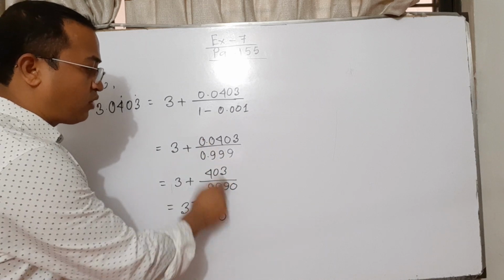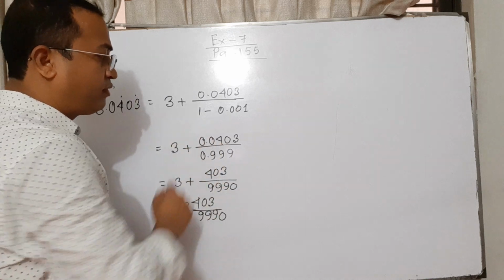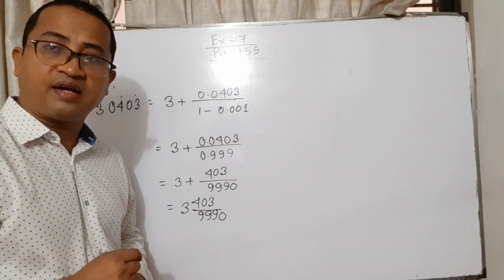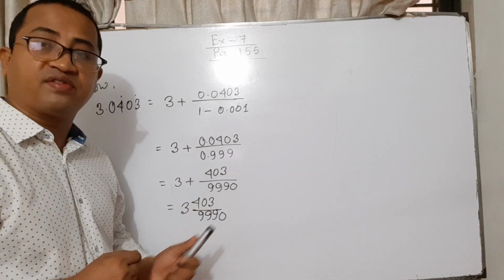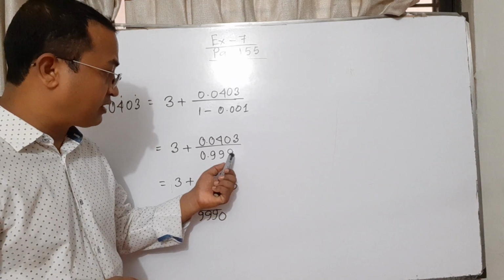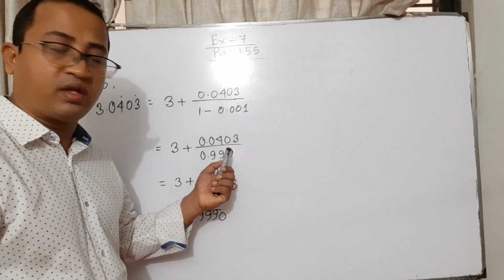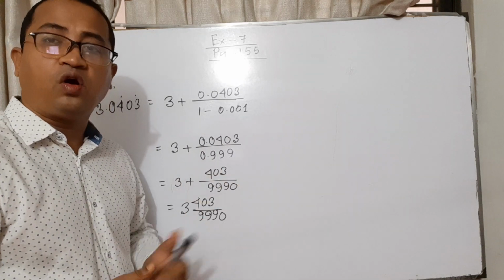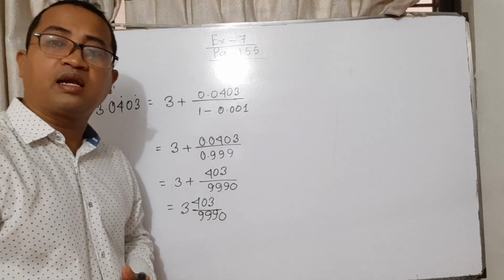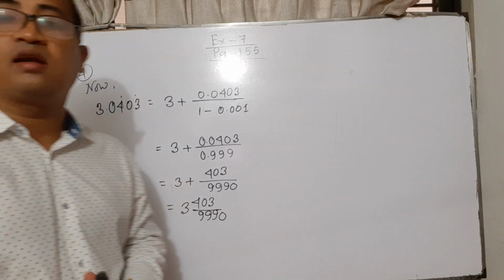There is no 0, but why this 0? Look, there are 4 digits after the decimal in one, but there are 3 digits after the decimal in the other. If you want to remove the decimal, you should balance it. You should take the 4 digits over there, so you can take a 0 over there. After that you can omit the decimal, and it will be 403 by 9990. That is 3 whole 403 by 9990.